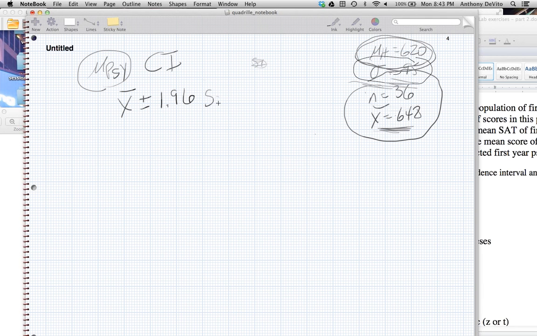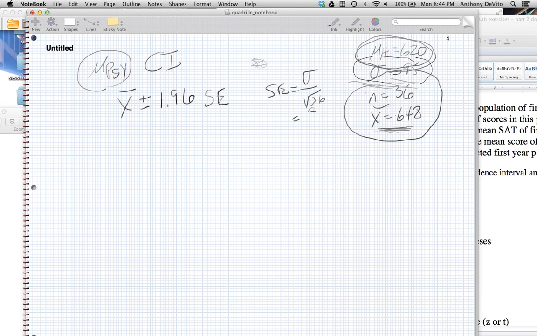Okay, times my standard error. I still have to calculate my standard error because we're dealing with sample means, right? If I was looking for information about the population, what percentage of people are above this score, what percentage are below that score, I would just use the standard deviation, sigma. But when I'm dealing with the distribution of sample means, I need the standard error. We want to know how spread out I would expect the averages for samples of size 36 to be. And that's equal to sigma over the square root of n. The square root of 36 is 6.